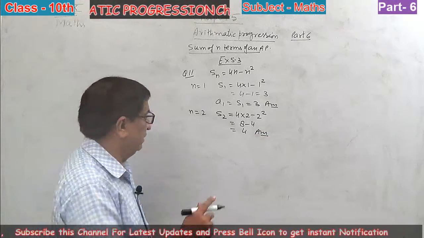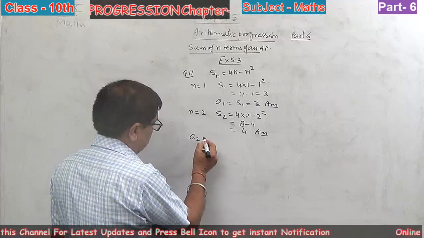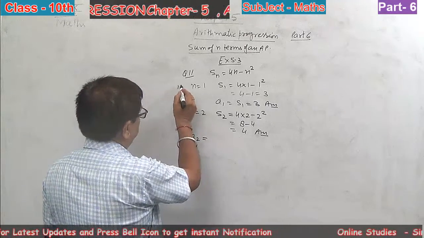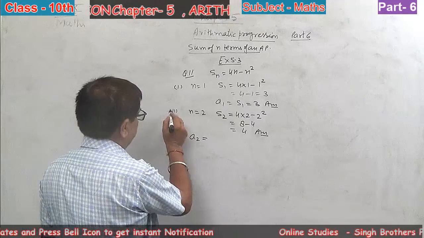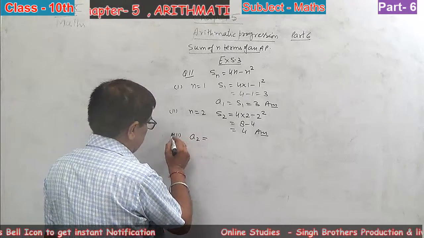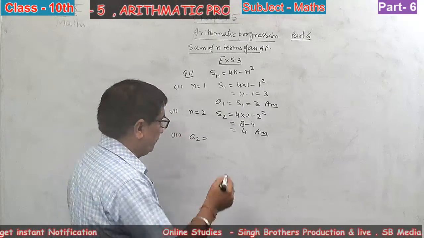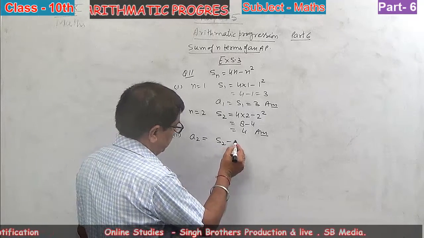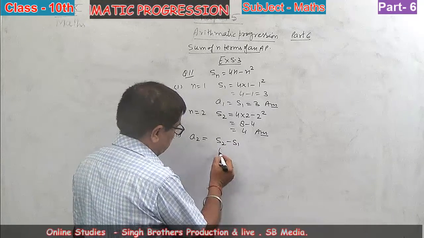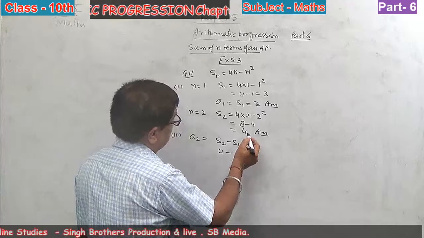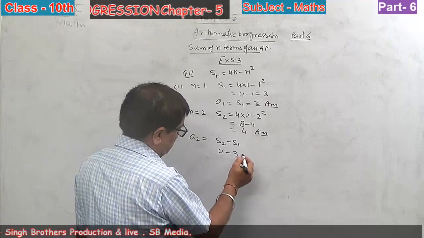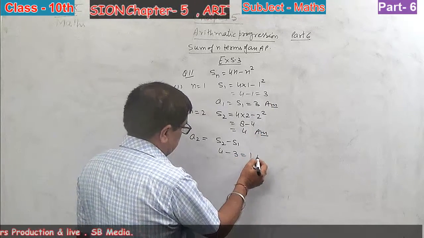What is the second term, A2? This is the first part. This is the second part. This is the third part. A2 is S2 minus S1. S2 is 4, S1 is 3. So it is 1. This is the third part.